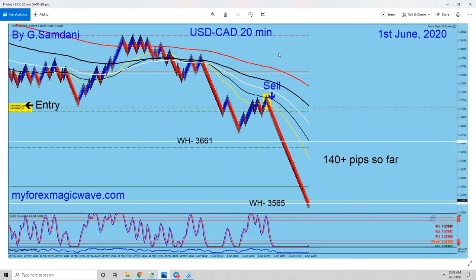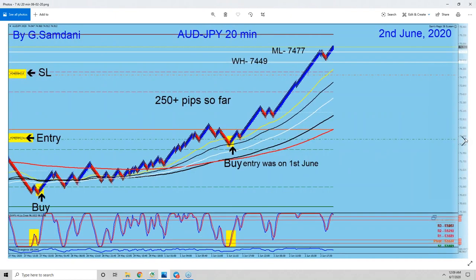USD CAD, it's supposed to drop. My weekly chart said so, and it did. Sell order here on June 1st, 140 pip. This is all in one week, last week. June 2nd, Aussie yen, look at that, 250 pip, because Aussie was getting strong and yen started getting weaker as well. So the imbalance increased a lot between these two currencies and ended up giving me 250 pip.